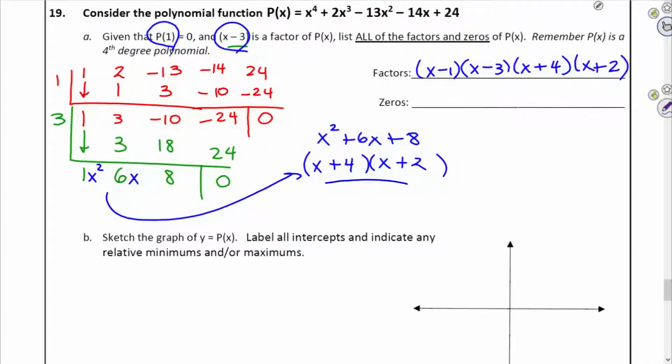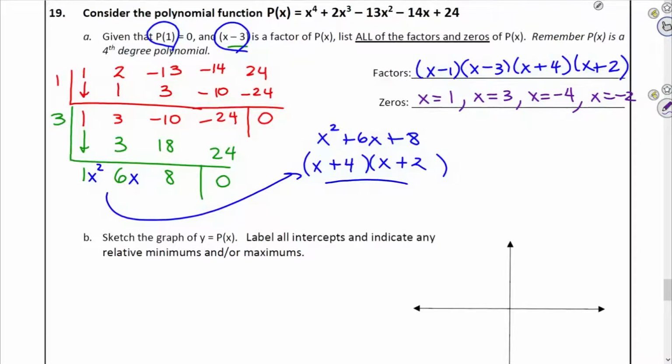The zeros I get are the numbers I plug in to get equal to 0. I can just find it for each of these factors. What number minus 1 is 0? That's 1. What number minus 3 is 0? That's 3. What number plus 4 is 0? That's negative 4. And what number plus 2 is 0? That is negative 2.